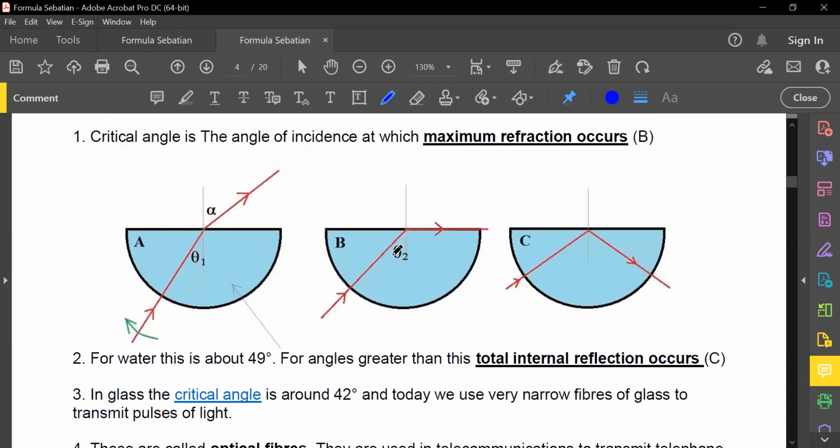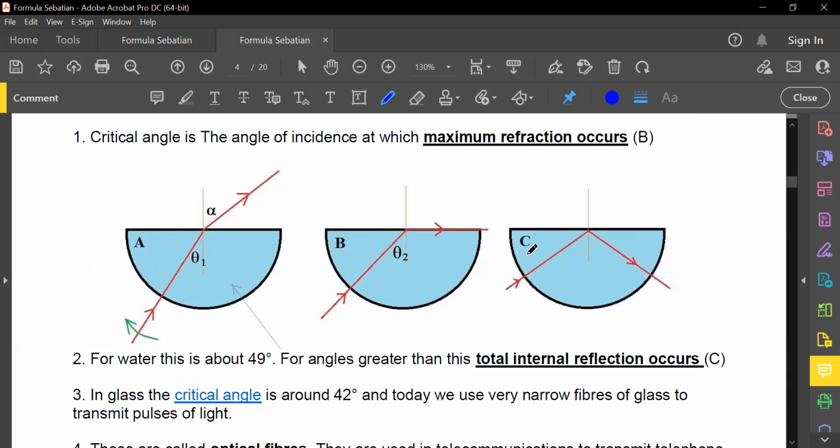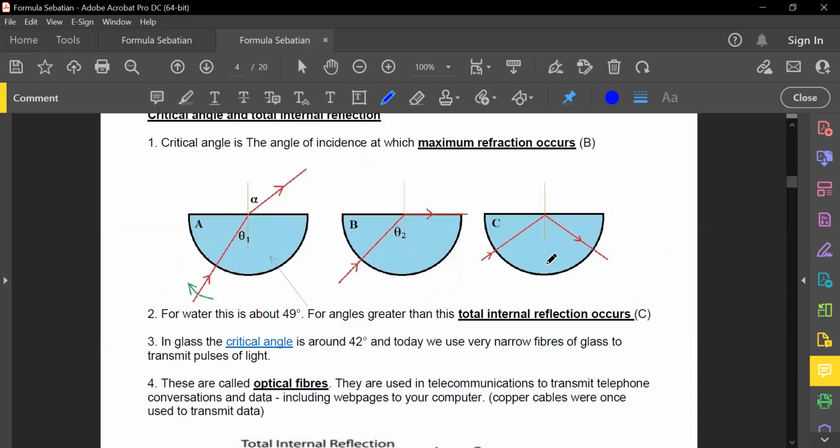Okay. This is the critical angle. This is the critical angle because here it is 90 degrees already. Anything more than the critical angle is total internal reflection. You see? Yeah, refer to your notes. Everything is quite standard at this point.